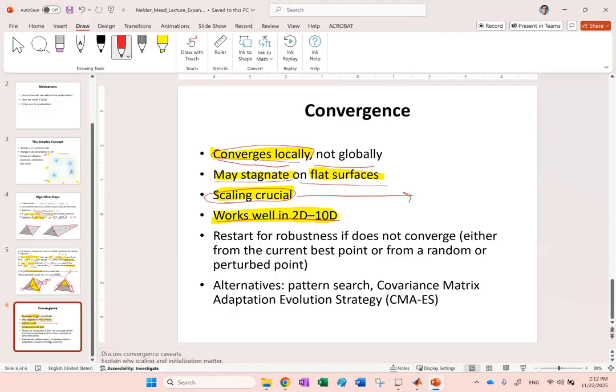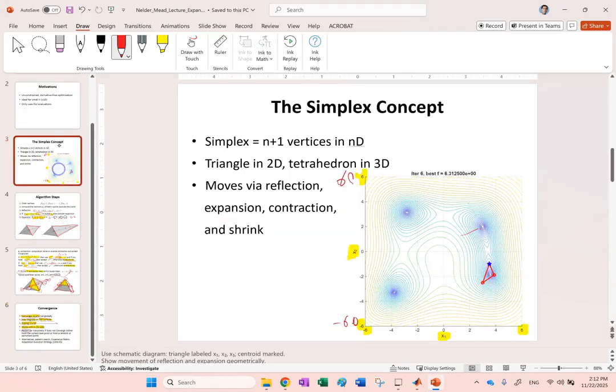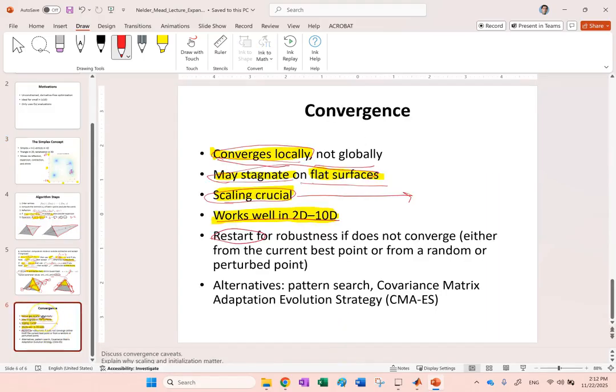Another thing is, if your algorithm is failing, it's not converging, it's stagnating or something, you want to restart it. And restart means changing what? The initial location of the simplex. You started somewhere, right? Go ahead and start it with something else. Change your initial condition, okay?